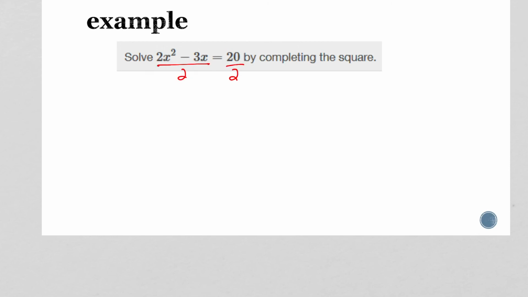Okay, so what I'm left with when this first term gets divided by 2, I'm left with simply x squared. And when the middle term gets divided by 2, I'm left with minus 3 halves x is equal to 20 divided by 2. Actually, let me scoot that over. 20 divided by 2, which is 10. Okay, so I'm going to identify that middle term. I'm going to write it off to the side.